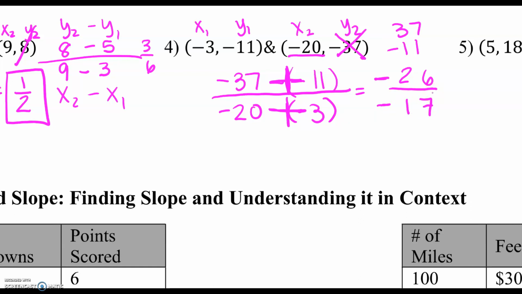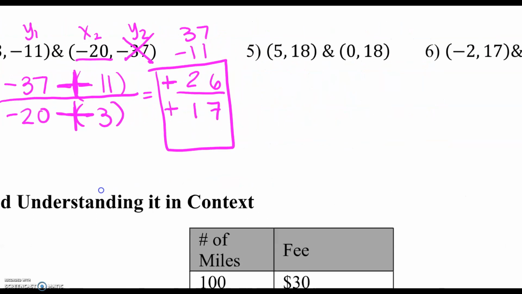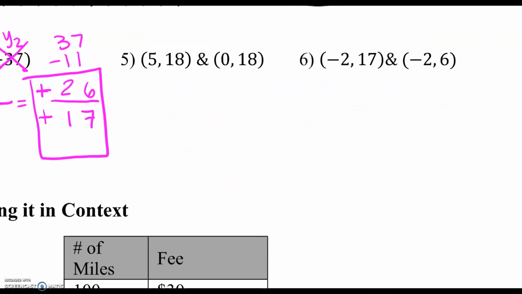So I have a negative divided by a negative. Two negatives with multiplication and division make a positive. So this is positive 26 over 17 as the slope. I don't need to reduce that because 17 is prime. You can try number 5.